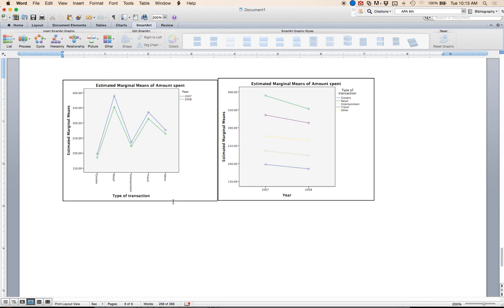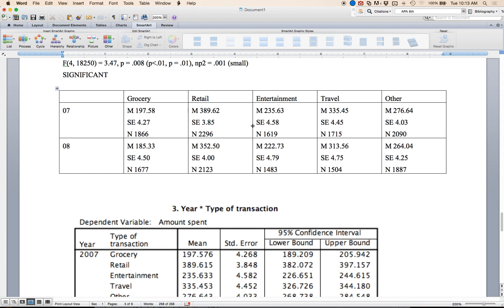It's essentially, and I've got this kind of explained at the bottom of 129, I would be analyzing grocery 07 versus 08, retail 07 versus 08. Or what I could do is analyze by year. So I could analyze grocery versus retail versus entertainment versus travel versus other, but for 2007, and then do the same thing for 2008. Okay, so let me kind of write out how that would look.